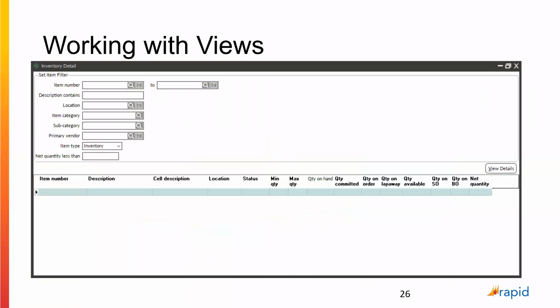Think of a view as the same thing as a report, except you're only seeing it on the screen. You're not generating it in a printed document. We'll talk later about how you can export this information into other tools like Excel, but for now, what I want to show you is its capability to show data on the screen for you. This inventory detail view is really, really powerful for two reasons.